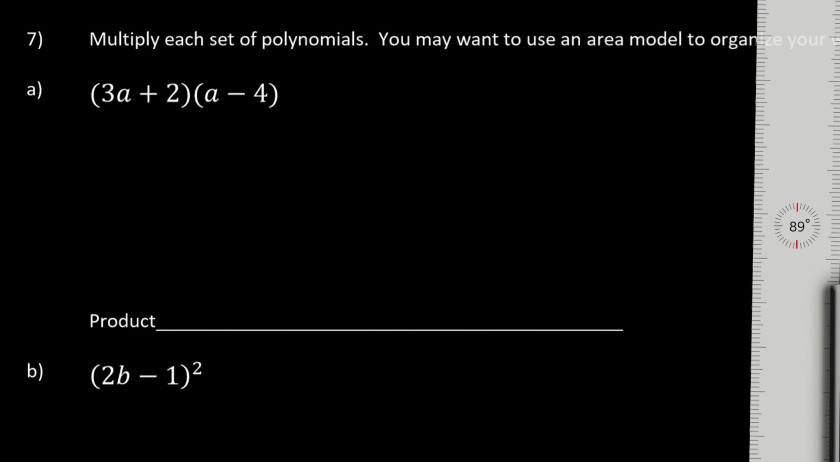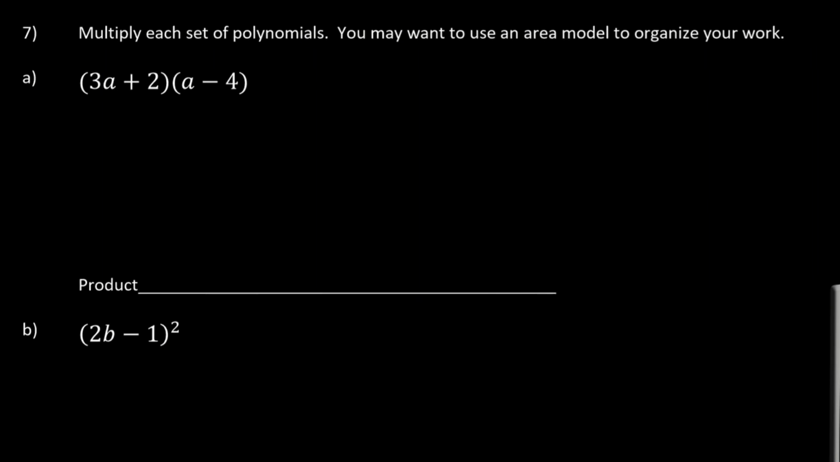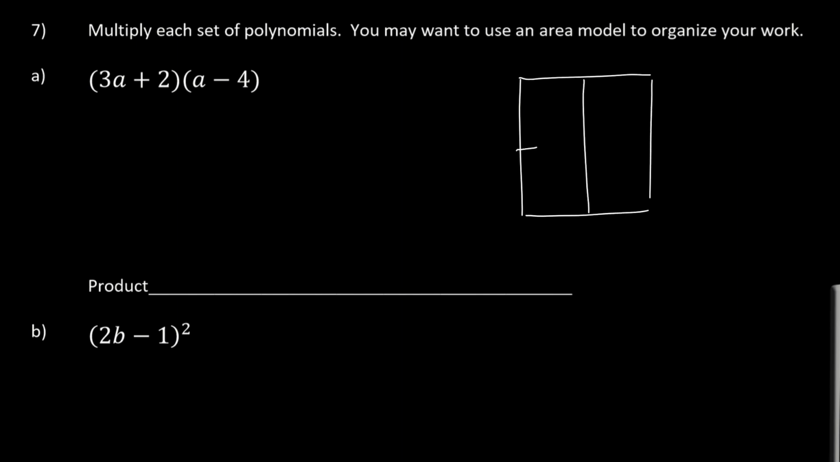Number 7. It says multiply each set of polynomials. You may want to use an area model to organize your work. Hey, if you're at a point where you're consistently doing this, especially binomial times a binomial, you don't have to use an area model. I'm just showing it to remind us of what it looks like and why it might be useful, especially if we've got more than binomials.